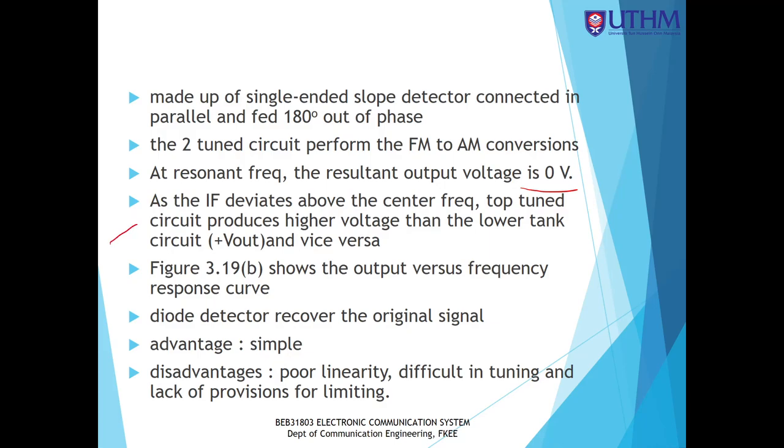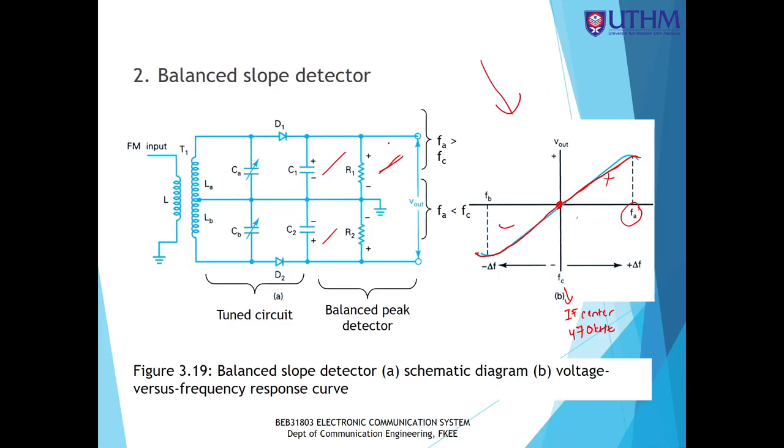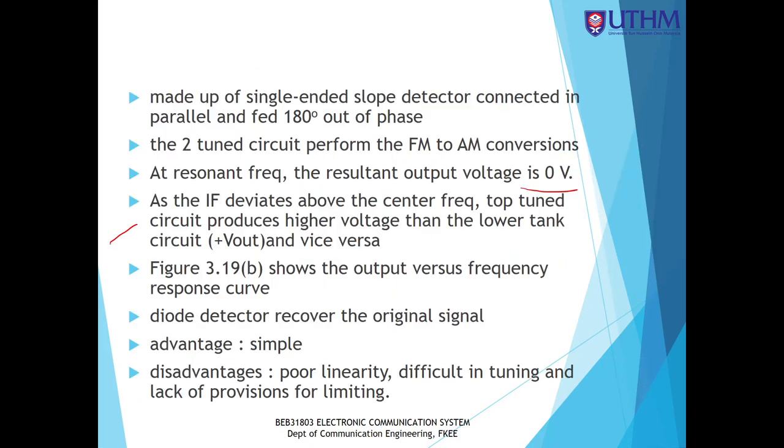As the IF deviates above the center frequency, the top tuned circuit will produce higher voltage compared to the lower tuned circuit. This is the lower and this is the upper tuned circuit. And vice versa. The figure shows the output frequency, and the diode recovers the original signal. The advantage is that it is simple. The disadvantages are poor linearity, difficult tuning, and lack of provisions for limiting.